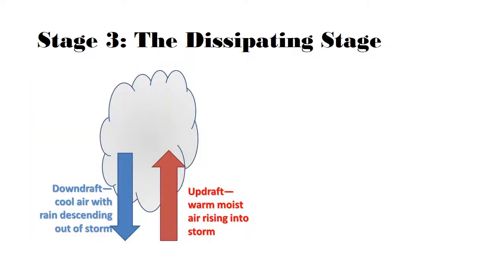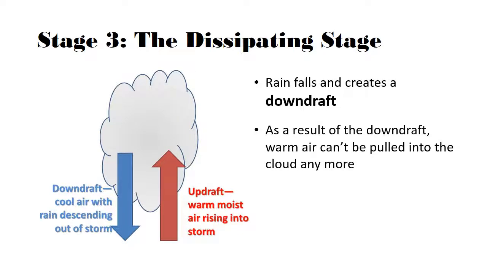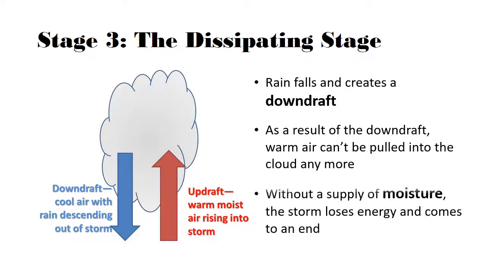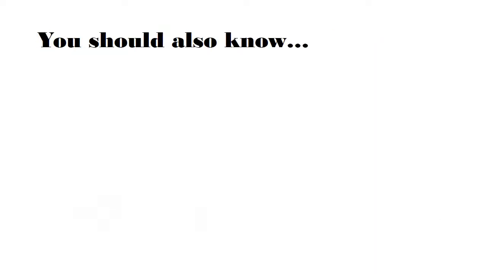The final stage of a thunderstorm is called the dissipating stage, which brings the storm to an end. As rain falls and cools the air, it creates a downdraft. The downdraft prevents more warm air, which is the source of the storm's energy, from being pulled into the cloud. Rain will only continue to fall as long as the storm has a moisture supply, making the storm system self-limiting.